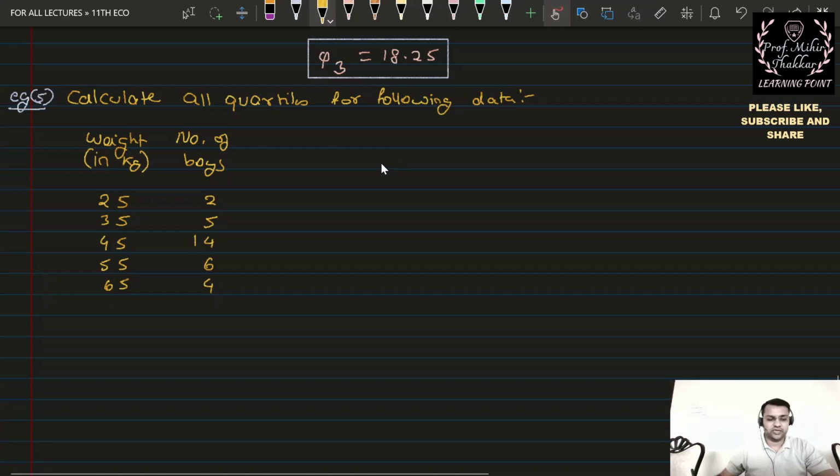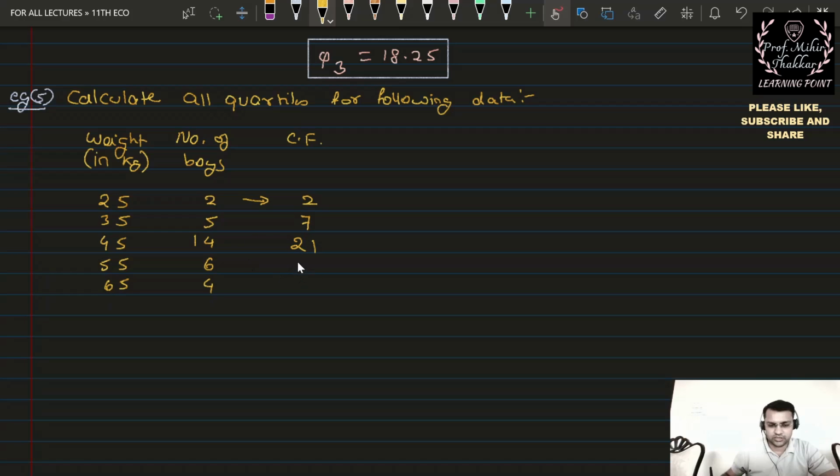Now the next type of data that we are having over here is the ungrouped data, and you are given the calculation to calculate all quartiles for the following data, where it is the weight and the number of voices given. So the first thing, friends, you have to again calculate the cumulative frequency values over here. So the first value will be the same, it is 2, 2 and 5, that is going to be 7, 14 and 7, 21, 21 and 6 is 27, 27 and 4 is going to give me 31. So that becomes your value for capital N, which is equal to 31.